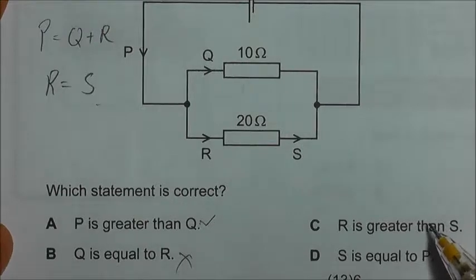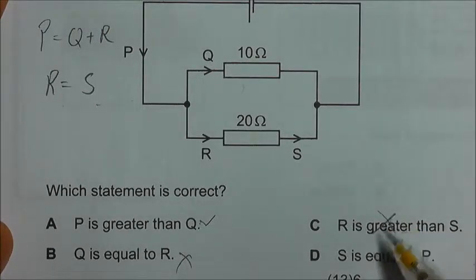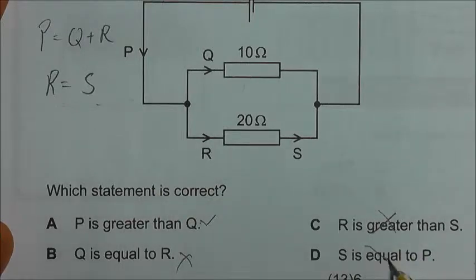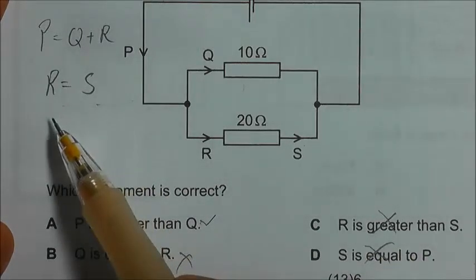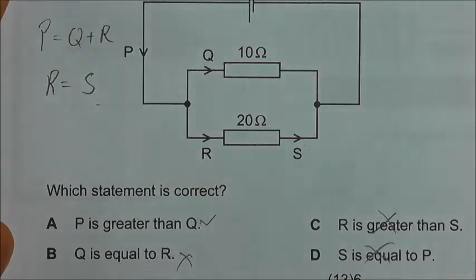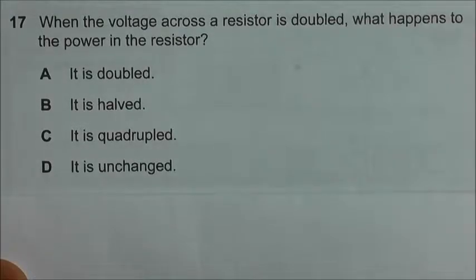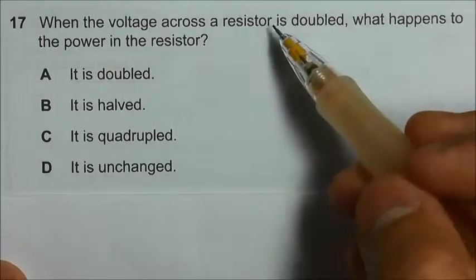Option C, R is greater than S. Okay, this is not correct because they are the same. S is equal to P. It's wrong also because S is equal to R and not P. Answer is A.